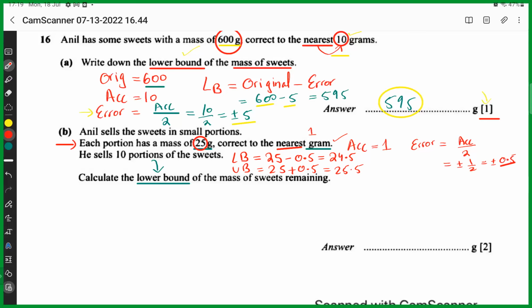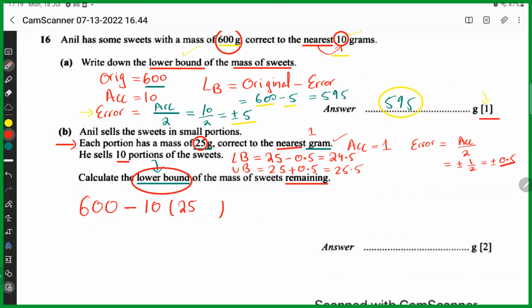This was just the basic idea. Now let's read the part. Calculate the lower bound of the mass of sweets remaining. How would you get the mass of remaining sweets? In total, it was 600. Remaining means minus. We had 10 portions, 10 multiplied by the mass of one portion, that was 25. This would give you the remaining, right? You had to find out the lower bound of the remaining.